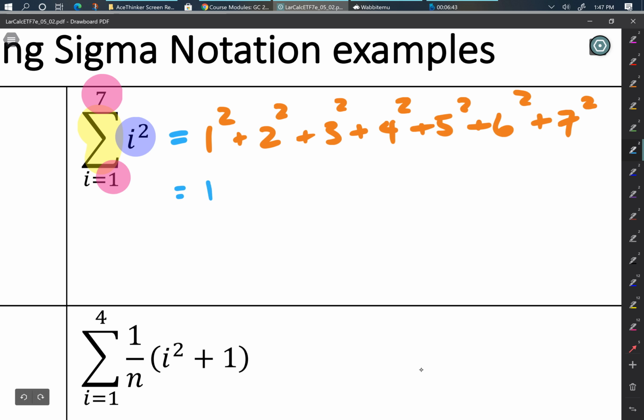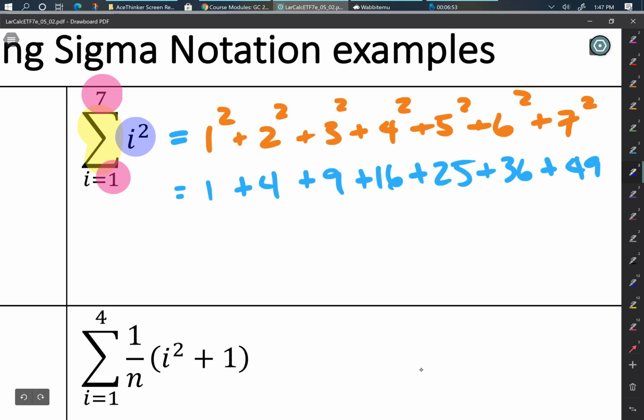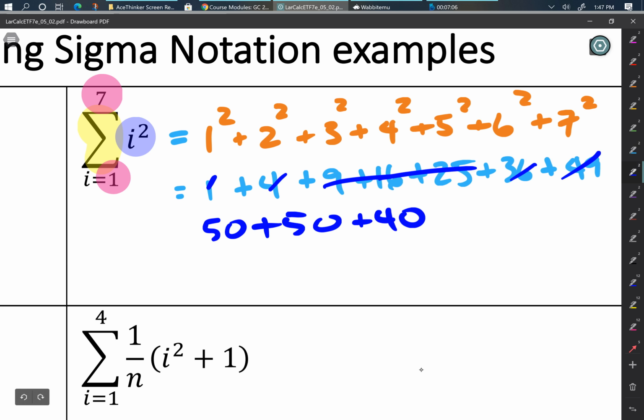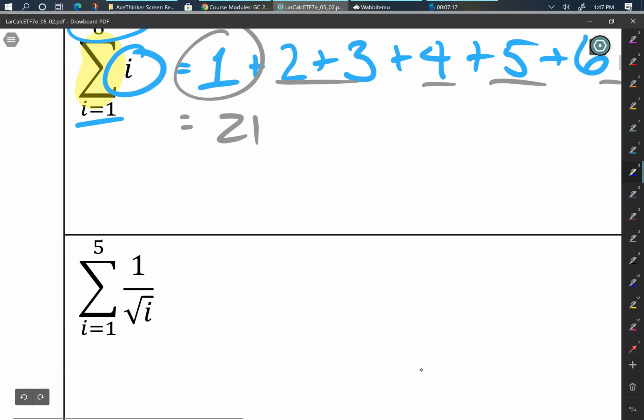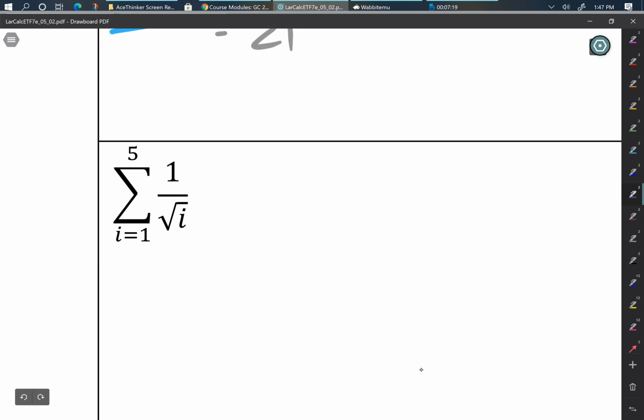And now I'll clean this up. This is 1 plus 4 plus 9 plus 16 plus 25 plus 36 plus 49. And now I'll add them up. Let's see, that's going to give me 50. Let's see, 9 and 16 is 25. 25 and 25 is another 50. 36 and 4 is what, 40? So 140. Okay, so I added them all up. I found the value of this summation.